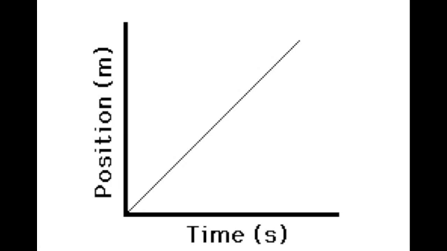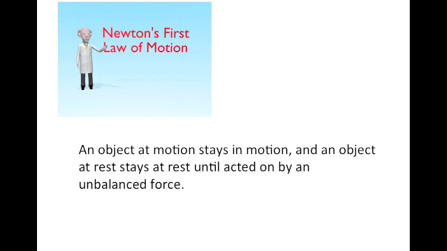Having no net force does not mean that the object is not moving. Rather, it means that the object moves at constant velocity forever, until a force acts on the object. This concept is actually explained by Newton's first law, which says that an object in motion stays in motion, and an object at rest stays at rest until acted on by an unbalanced force.